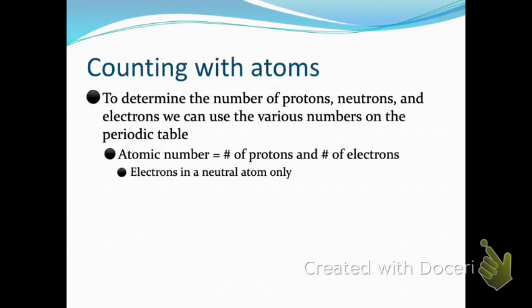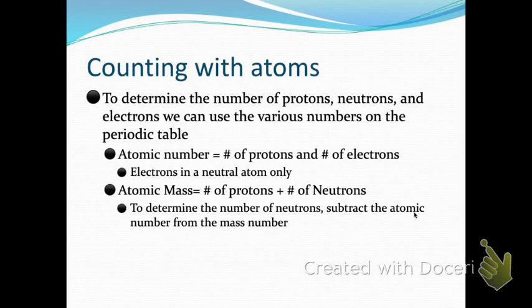Like strontium is 38. It's got 38 electrons, right? Because if it's neutral, which all those are right now, and I know it has 38 protons, that means it has to have 38 electrons. Okay, kind of?